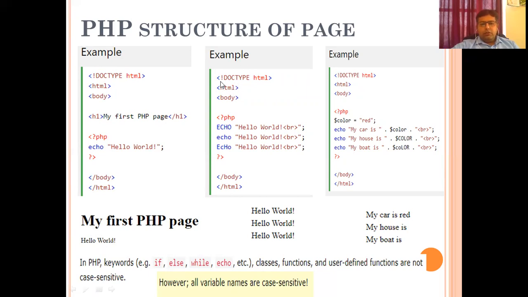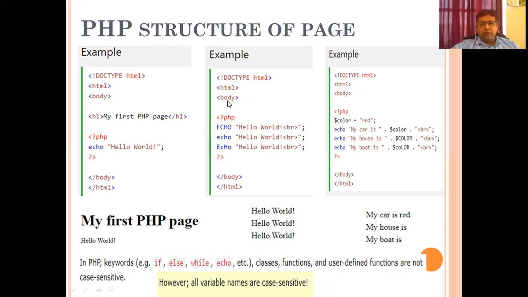Now this is the second example, doctype HTML, body. Why I'm explaining these rest of the two examples: in PHP, keywords like if, else, while, echo, these are the keywords of PHP, and functions and user defined functions are not case sensitive. So this is again the biggest advantage. Whatever PHP keywords are there, like if, else, while, echo, that we are using inside the PHP programming language, all these are not case sensitive.